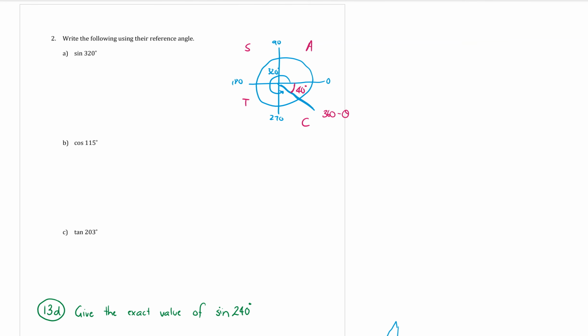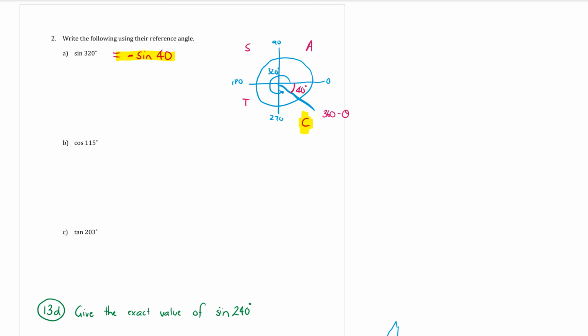So sine of 320 degrees is going to have the same size as sine of the reference angle or the acute angle, which is 40 degrees. But because it is in the cos quadrant, when I write it as an acute angle, I need to include a minus sign because I know that will give me a negative answer because it's in the cos quadrant. And that's it. This answer here is all we're after. We're just trying to write the same problem, sine of 320 degrees, as sine of an acute angle with the correct plus or minus sign in front of it.